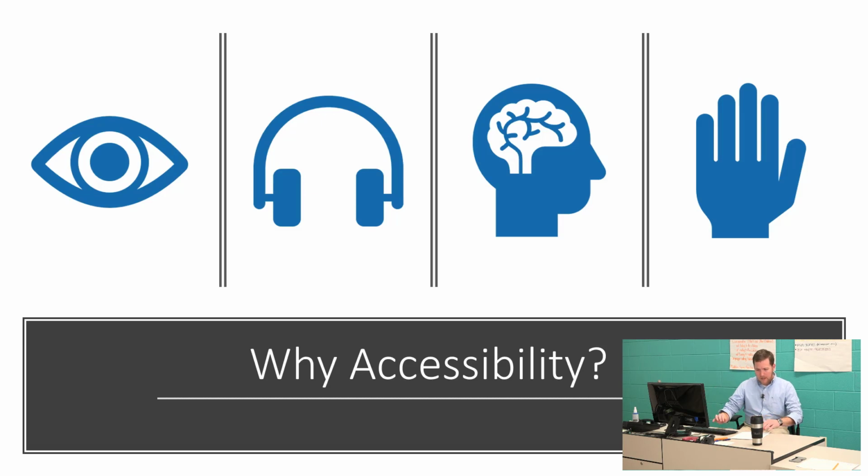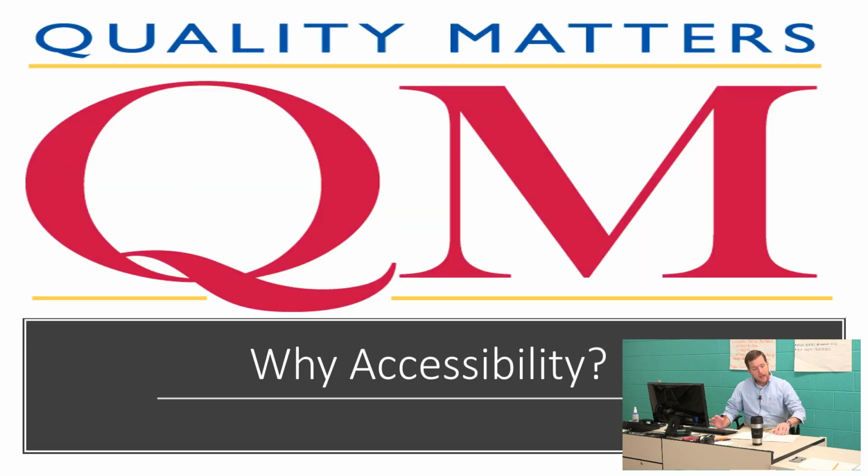For these reasons, if you are going through the Quality Matters certification, or if you plan on going through the Quality Matters certification process in the future, we now have an essential standard, which means that this standard has to be met for your course to be certified. That says that all of these things have to happen, right? We have to have accessible resources. We have to have closed captioning and all of these things that we're going to talk about moving forward.